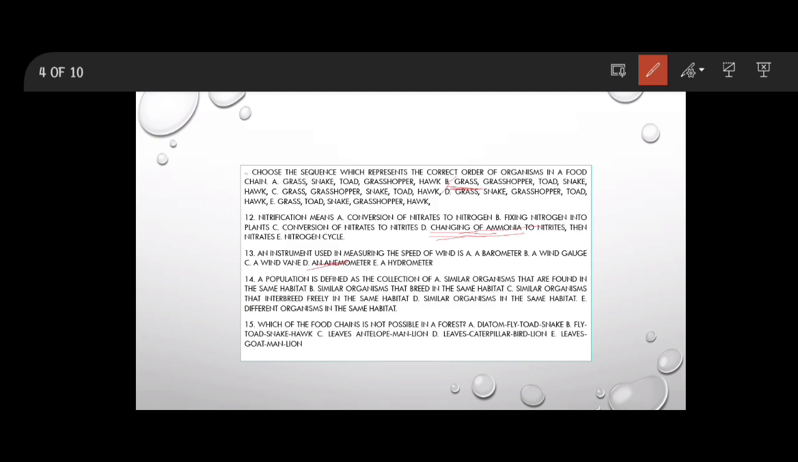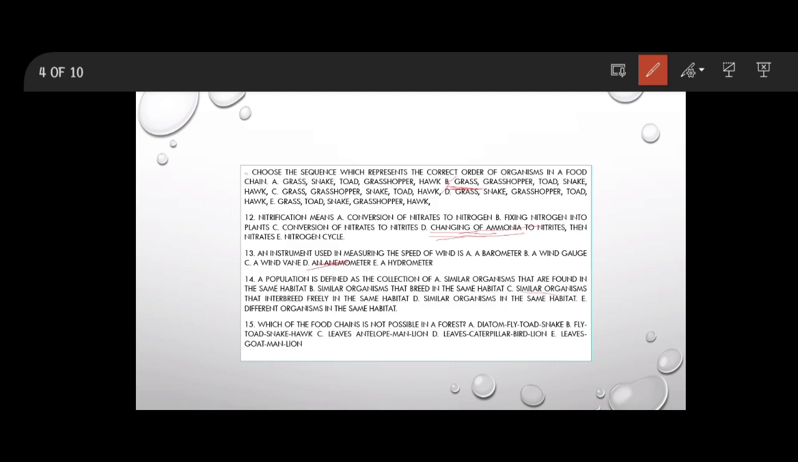No, the reason why it is wrong is that although population consists of similar organisms that are found in the same habitat, they must be what? Of the same species. They must be able to interbreed before we can refer to them as a population. So similar organisms that breed in the same habitat. The reason why this option is wrong is that similar organisms can be in the same habitat and they can be breeding, but they are not interbreeding. Once they are not interbreeding, it is not what? A population. Similar organisms that interbreed freely in the same habitat.